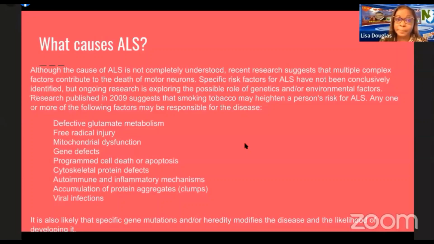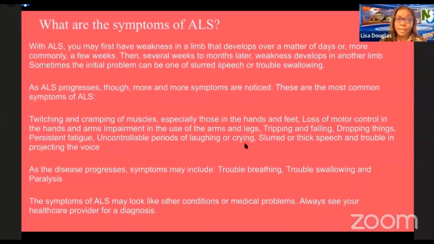So what are the symptoms of ALS? With ALS, one may first have weakness in a limb that develops over a matter of days or more commonly a few weeks. Then several weeks to months later, weakness develops into another limb. Sometimes the initial problem can be one of slurred speech or trouble swallowing. As ALS progresses, though, more and more symptoms are noticed.